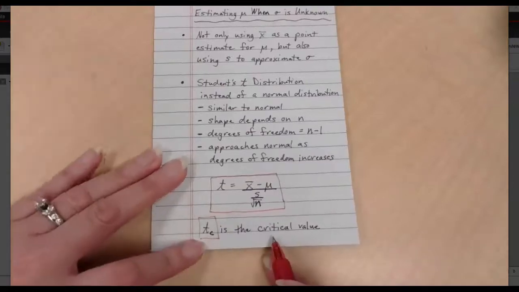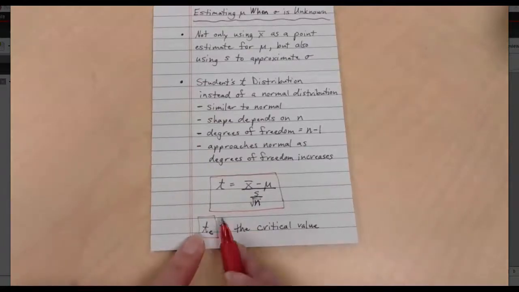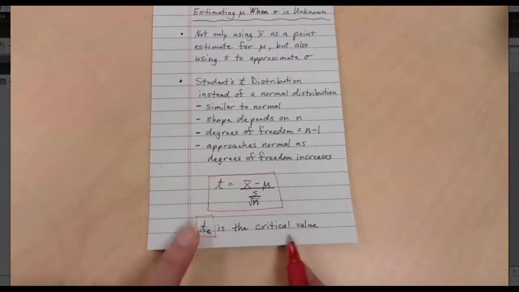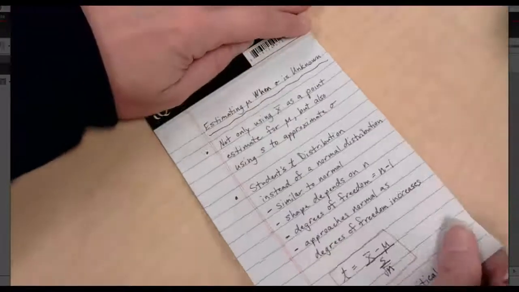T sub c is the critical value taking the place. So in other words, we're talking about along our axis for our distribution here. These are going to be counting how far we are away from the center. Alright, so we've got all that stuff.